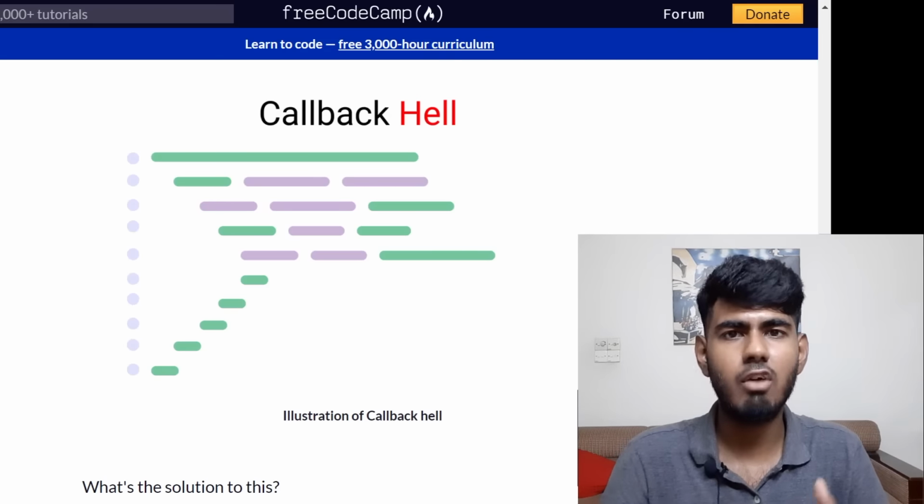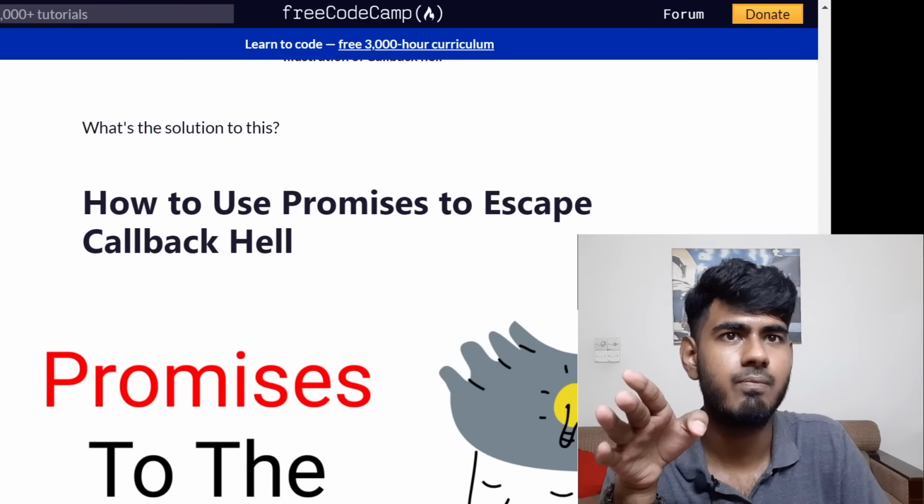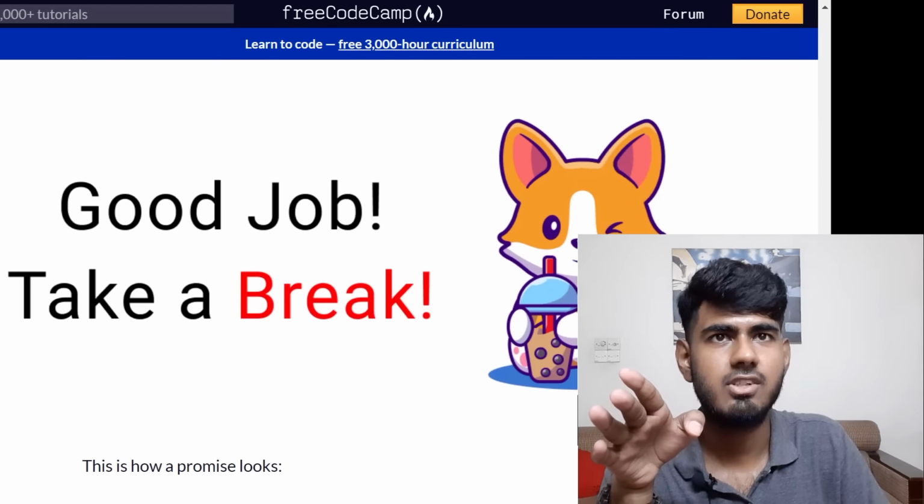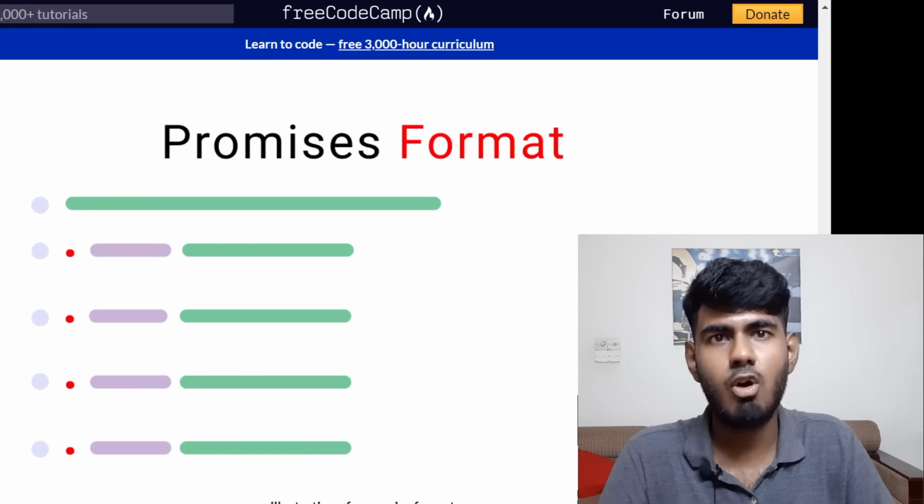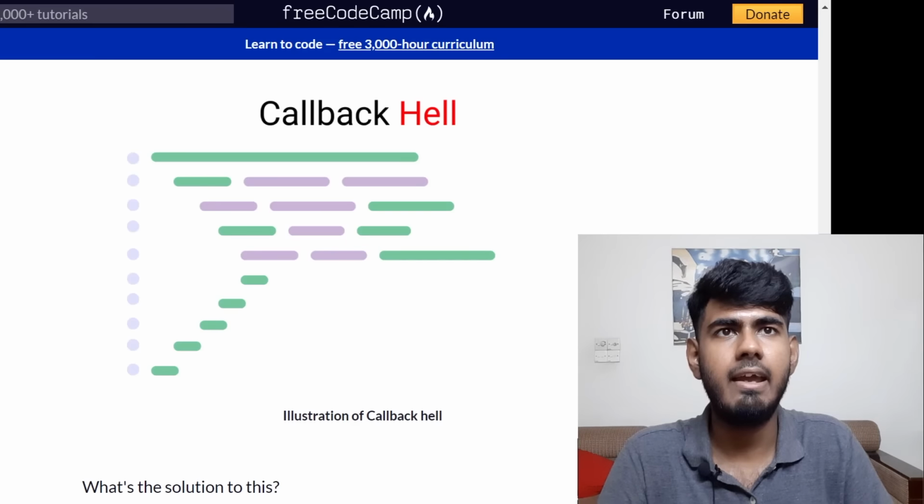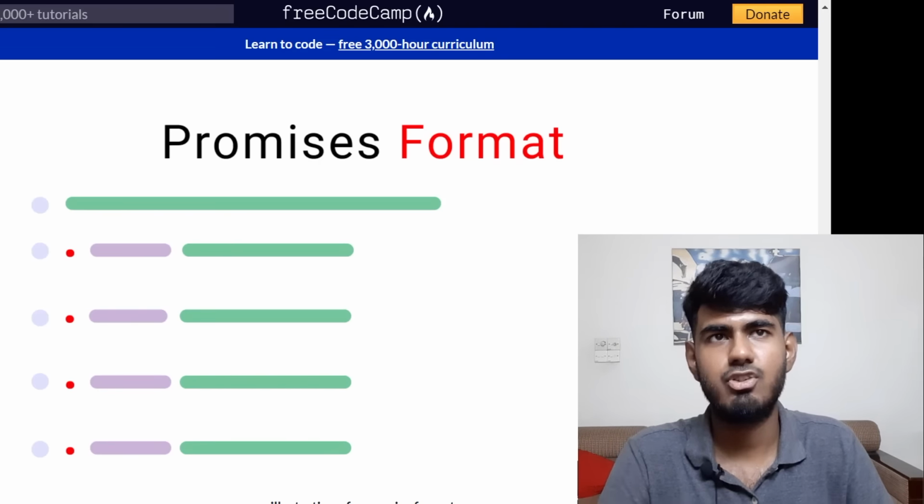So what's the solution of callbacks? We have promises, and promises looks like this. Look, this is the promises. It looks very clean, very neat. So let's compare again. This is our callback hell, and this is our promises. Look how clean it looks.